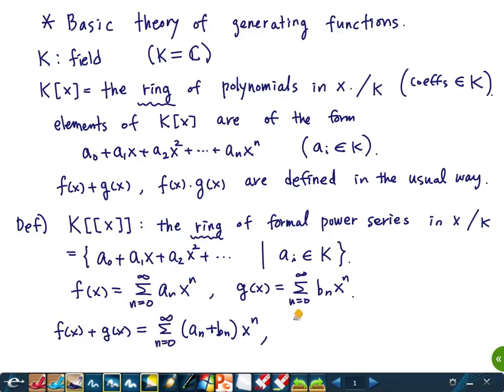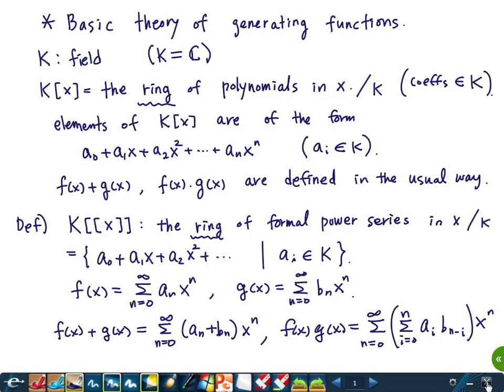And what about the multiplication? f of x times g of x. Again, because we want this to be a formal power series, we should be able to write this in the form of x to the n with some coefficient over here, right? And that coefficient is defined like this: the sum over i from 0 to n of a sub i times b sub n minus i. Okay? So this is the definition.